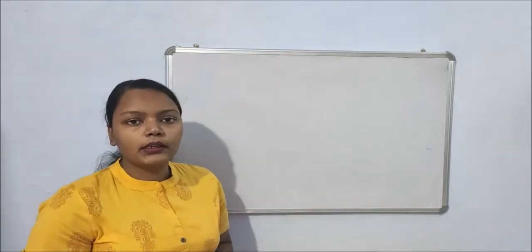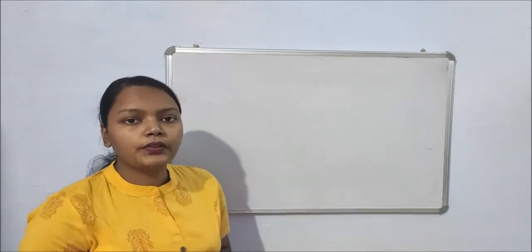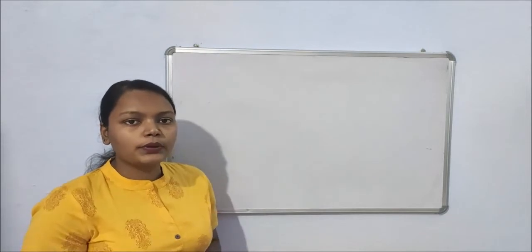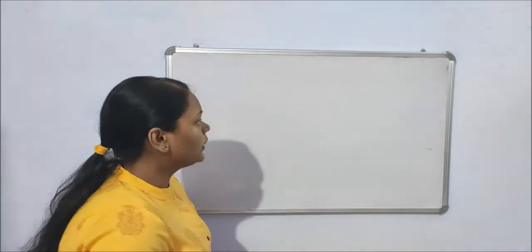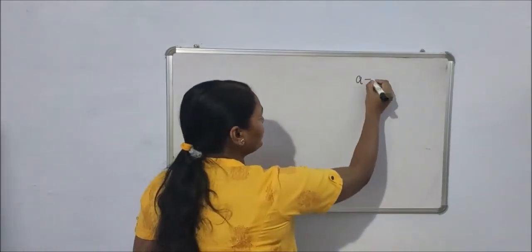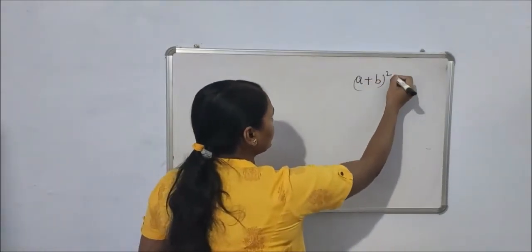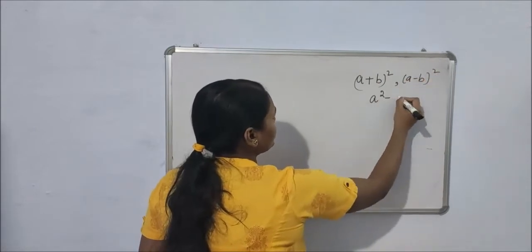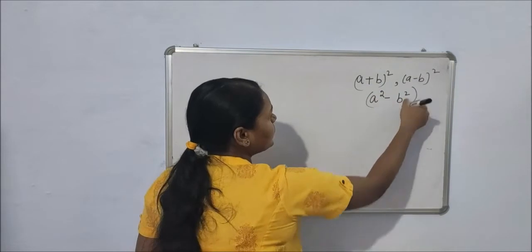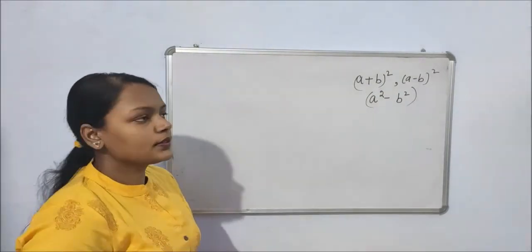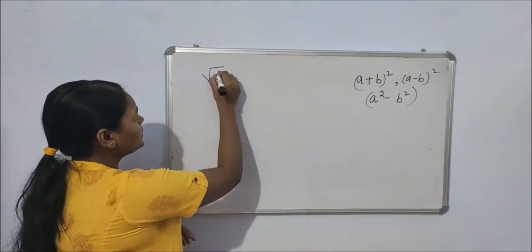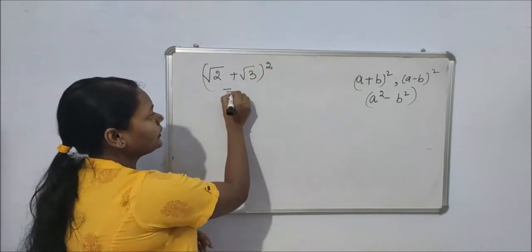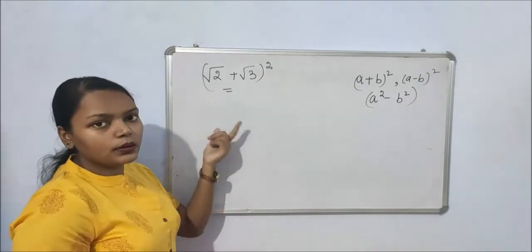Now since I have been telling you that these surds are to be treated as variables, the way x and y are treated, that means some algebraic properties will be applied here also. Last year we had learned the formulas for a plus b whole square, a minus b whole square, and also a square minus b square. We are all quite familiar with this. So let us operate on root 2 plus root 3 whole square. How do we solve this?